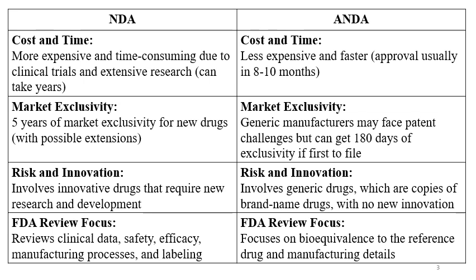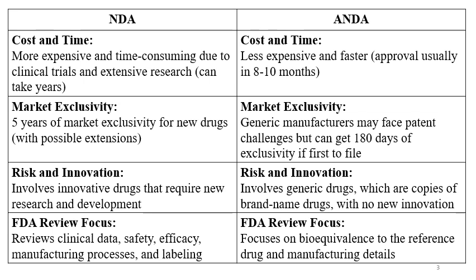NDA has market exclusivity of 5 years for new drugs, and if extensions are possible, then more than 5 years market exclusivity can be given to the NDA. While for ANDA, generic manufacturers may face patent challenges by Para 4 certificate application and can get 180 days of exclusivity if the ANDA is approved as the first to file.